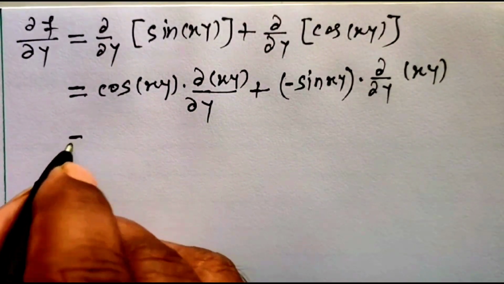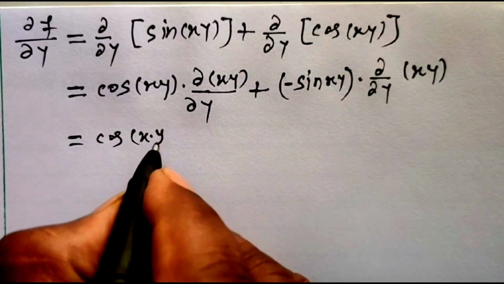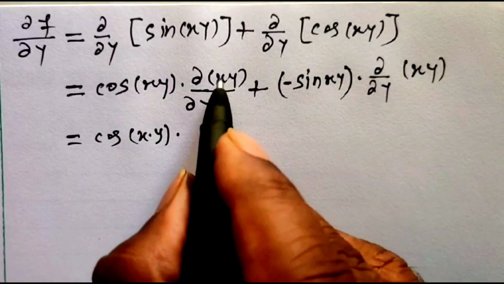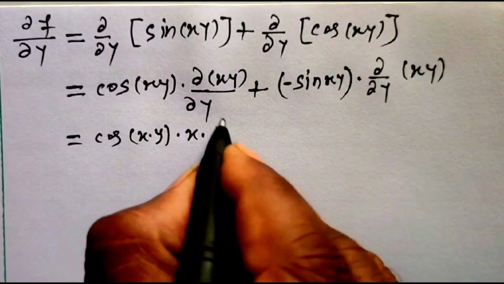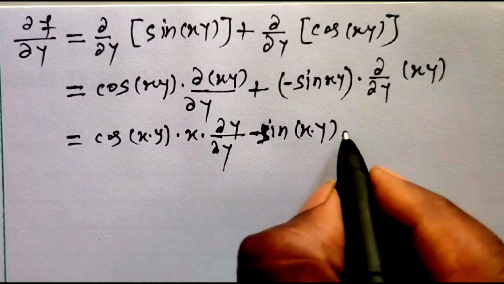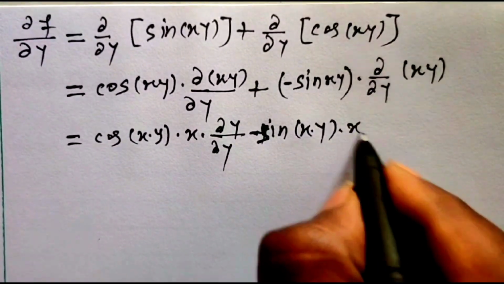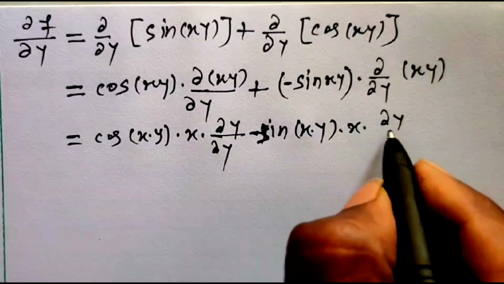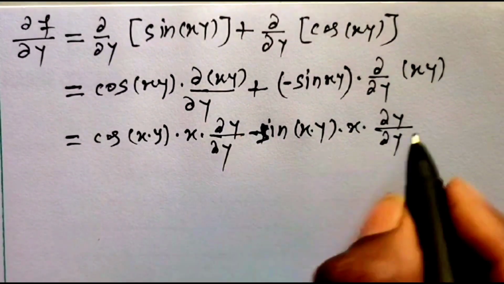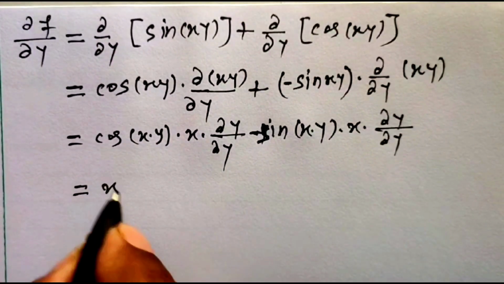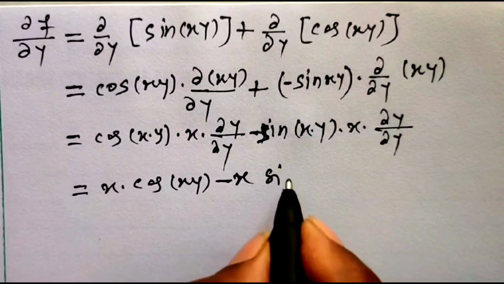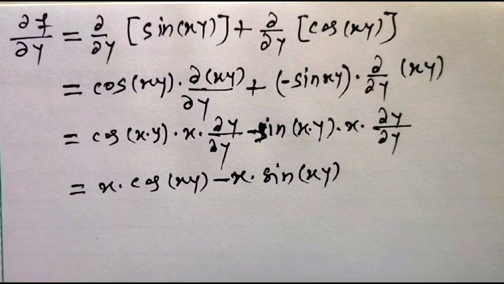This is equal to cos of xy into, here the derivative is with respect to y considering x as constant, so x is a constant coefficient, x into the partial derivative of y with respect to y, minus sine of xy. Here also we can take x as a constant coefficient, the partial derivative of y with respect to y. You know the partial derivative of y with respect to y is 1. This becomes 1, this becomes 1. So this is equal to x into cos xy minus x into sin xy. This is the partial derivative of f with respect to y.